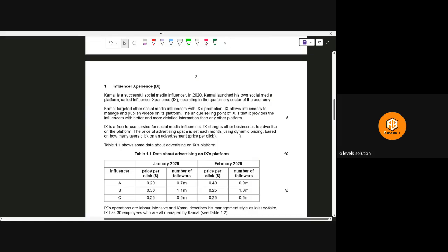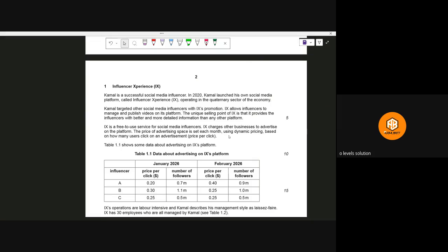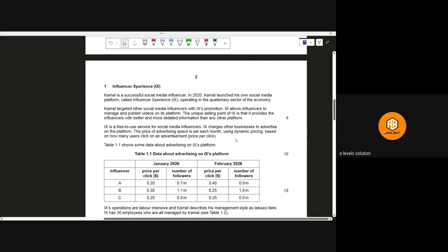It means that, for example, if I want to get more clicks on my ad, or I just want more and more customers to watch my ad, then I have to pay more. So that's dynamic pricing, based on how many users click on the advertisement, meaning the price per click. So according to how many clicks I want, they will charge.